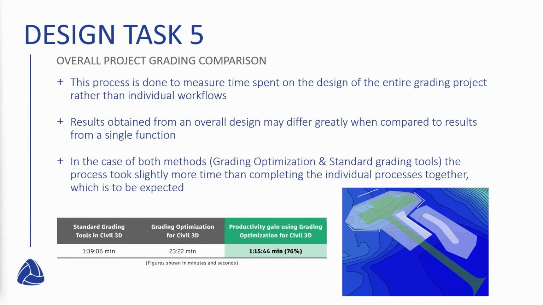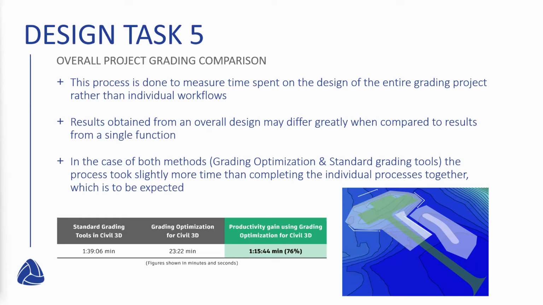And then in the case of both methods, it does take longer because each of these designs are based on a previous aspect. So when using the standard grading tools in Civil 3D to design that little site that you guys see on the bottom right there, it took around 1 hour, 39 minutes and 6 seconds. But when using the grading optimization for Civil 3D with its iterative processing to get to a nice and balanced design, it took 23 minutes and 22 seconds.